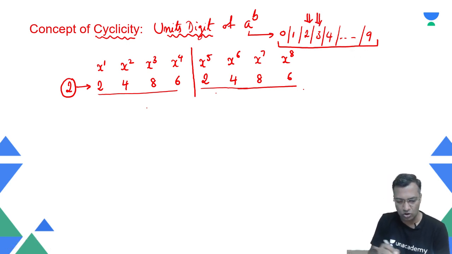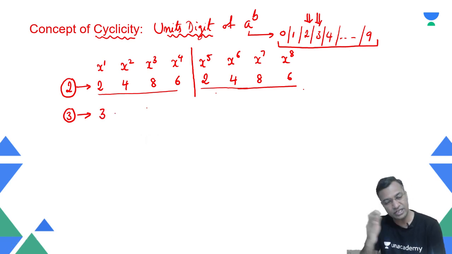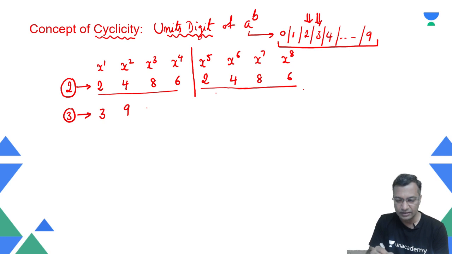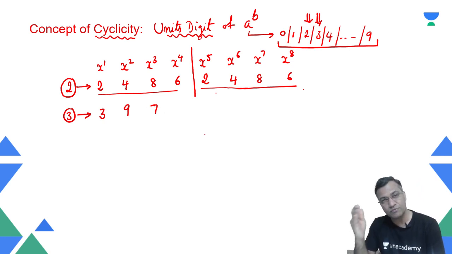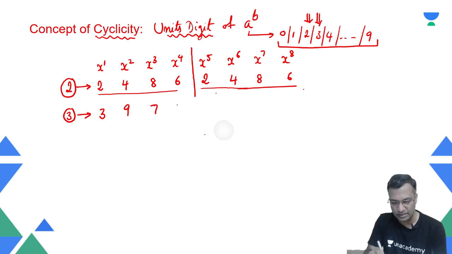Let me take a number called 3. So now the x value is nothing but 3 in this case, right? Here x power 1. X value is nothing but 3. 3 power 1, unit digit 3. 3 square, the unit digit is 9. 3 cube, the unit digit is 7. Why? Because 3 cube is 27. 3 power 4, 81. Therefore, that is nothing but 1.